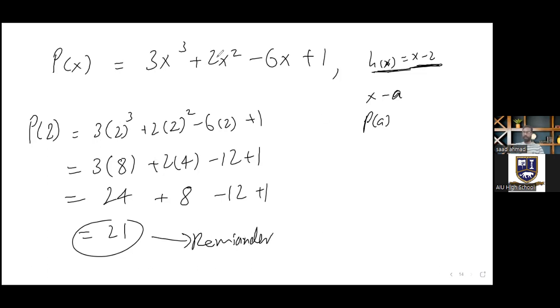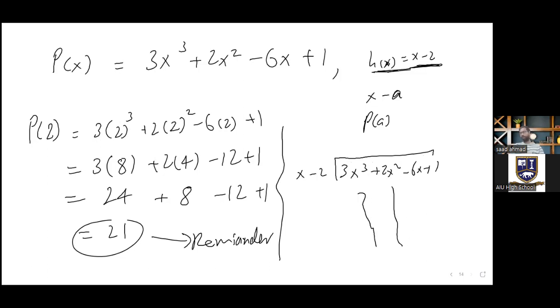If we divide this using long division with x minus 2, the remainder that you will get after doing the whole thing would be 21. But with the help of the remainder theorem, you can just plug in the 2 and get the answer without doing the whole long division. If you want to find the quotient, then you need to do the long division. But the remainder theorem tells us you can find the remainder directly if you plug in this a in the polynomial.